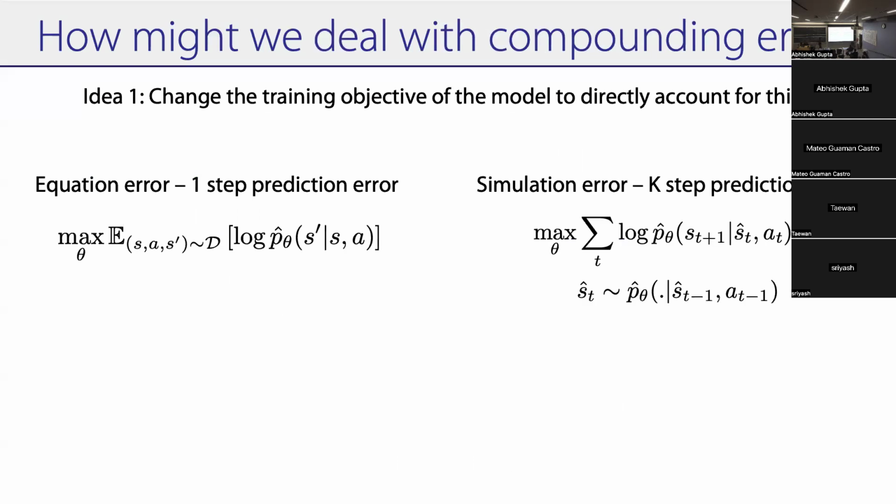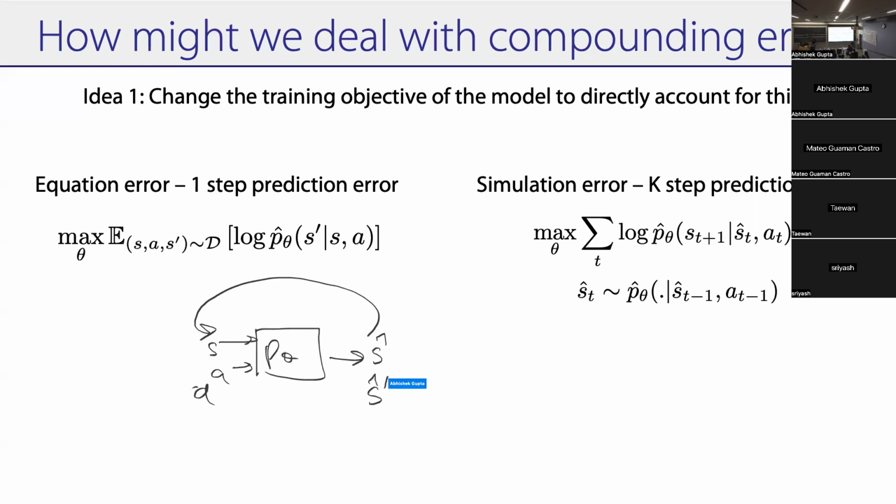You can also optimize what you'll call simulation error. What simulation error says is that you optimize your model not just for one step, but for multi-step, which means that when you roll out through your data, it matches your states over multiple time steps. Essentially, you'll have b theta, you'll stick in s and a, you'll get an s hat, and then you'll stick it back through your model with the next a, and you'll get s hat prime, and you'll stick things back in, right?